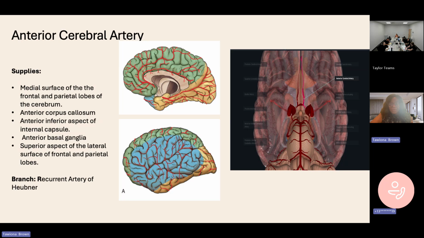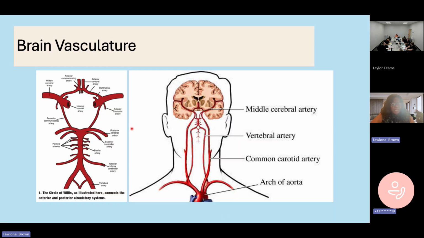So let's start more anterior or in the front part of the brain. You have your ACA or your anterior cerebral artery. That's this artery right here, okay? You have one for the left and you have one for the right.